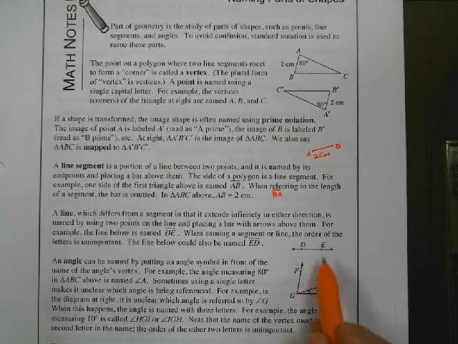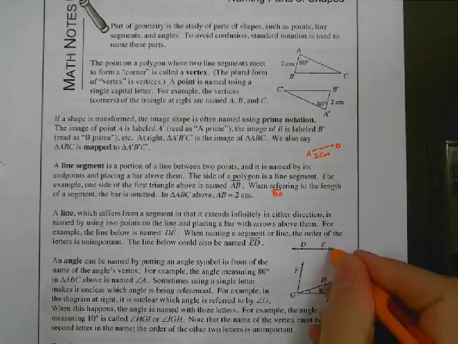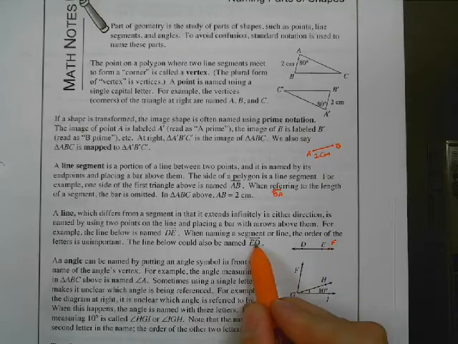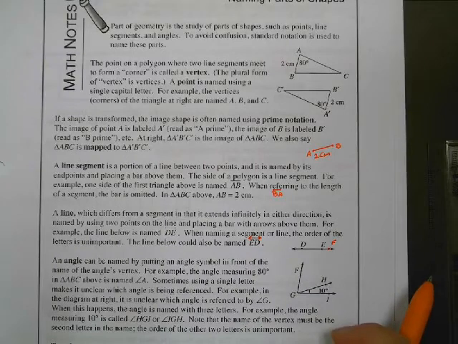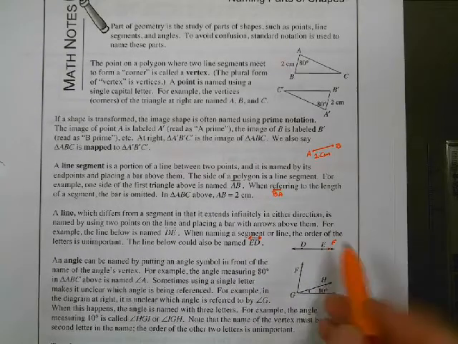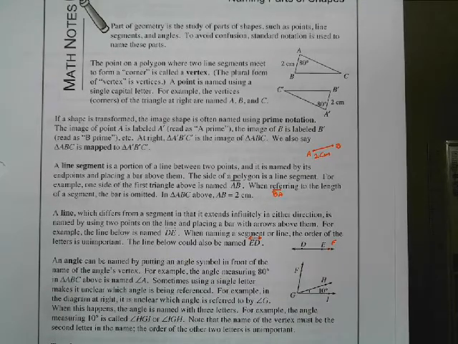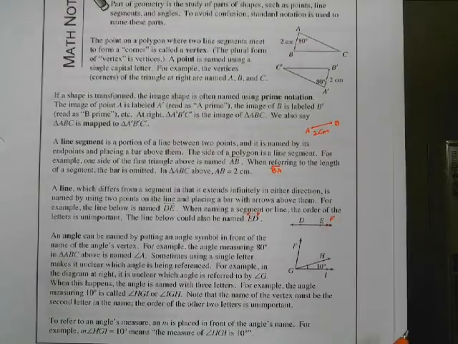Lines go on forever, so when we have a line, we can pick any 2 letters on that line. So if there were a third one over here, we could call this line DE. Now, you can't really see it very well on here, but there's arrows at the end here. So that means it goes forever in both directions. We could even call this line DF if we wanted to. It'd be the same line because it goes forever. We could call it FE. We could call it DE if we wanted to. All of those would be the same exact line. So the order isn't important in lines.